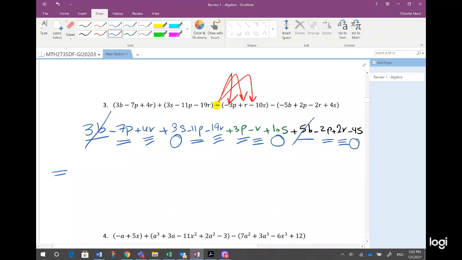3B and 5B is 8B. Minus 7P and minus 2P and minus 11P is minus 19P. Yes? Or minus, let me see, minus 20P. Yes? Okay, just 1 second.